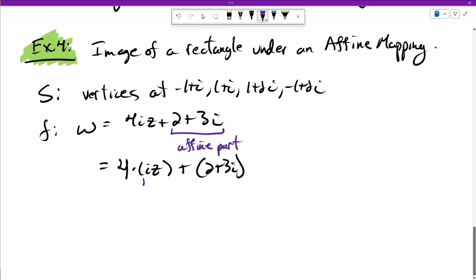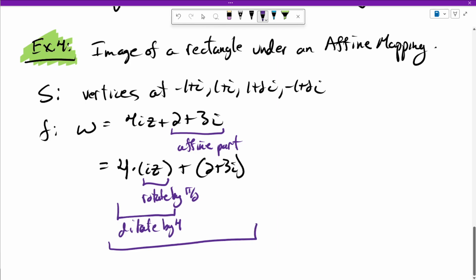So this part is rotate by pi over 2, because i makes an angle of pi over 2 and it's on the unit circle. This part is then multiplied by 4, or dilate by 4, I should say. Dilate by 4 units, or whatever the factor is. And then this part says then, after doing all of that, translate by 2 plus 3i.